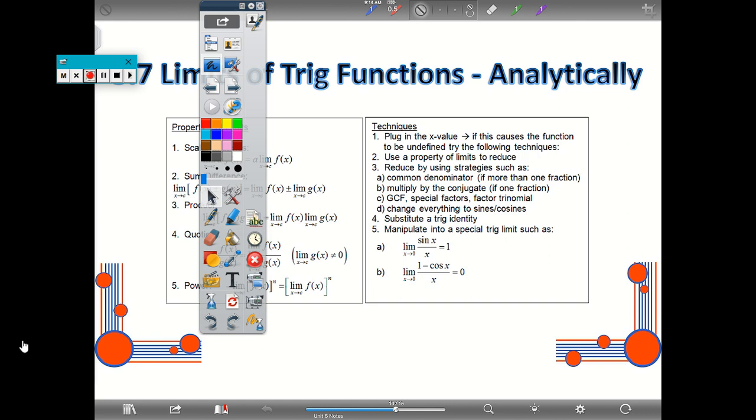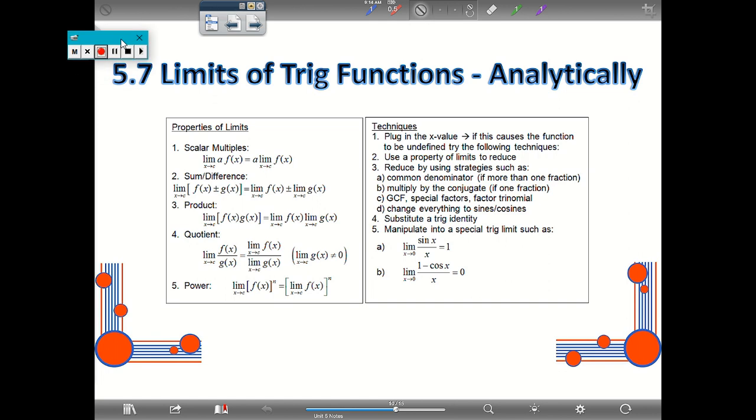Let's take a look at today's lesson. We are going to be working with limits algebraically, not graphically like we did last time. Algebraically is a little bit different than using graphs. Here we will work with algebra techniques, and that's what we're going to be looking at.